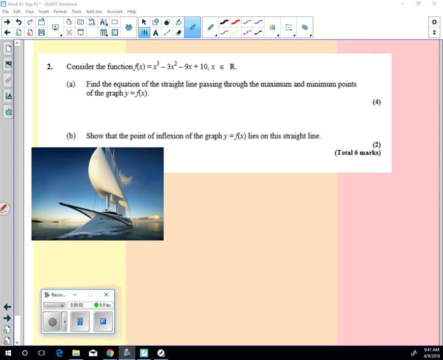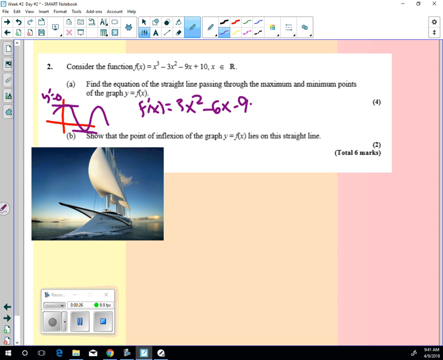How did you start this one? Any ideas? Yeah, take the derivative, because if you look at any function, the maxes and mins will have a slope of... what? Slope will be 0. So we're going to take the derivative of this guy, get 3x squared minus 6x minus 9, and set it equal to 0.